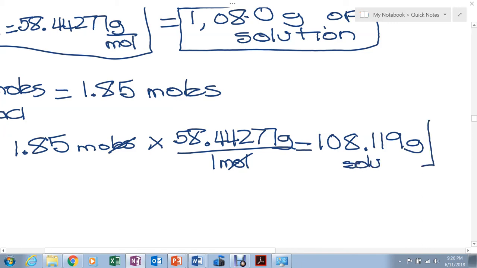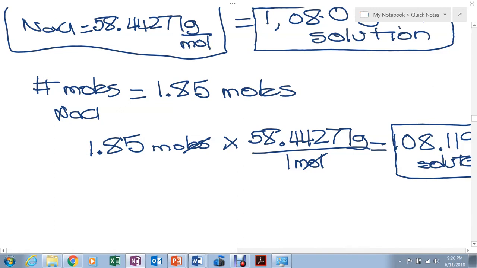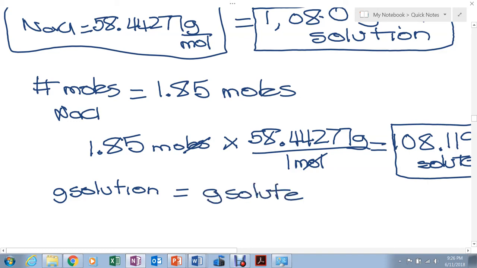We've got the grams of solution. Now we're going to use the little formula I showed you: the grams of solution equals the grams of solute plus the grams of solvent.